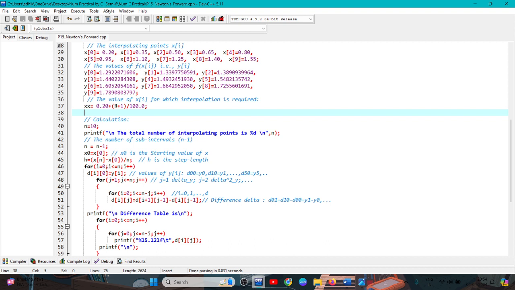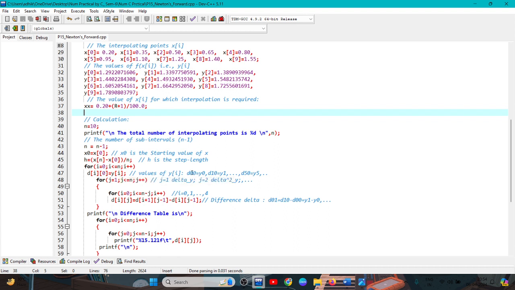And for i equal to 0, i less than or equal to n, i plus plus, d[i][0] equals y[i]. So by this d[i][0], there is a two-dimensional array. For i equal to 0, d[0][0] gives this y0.